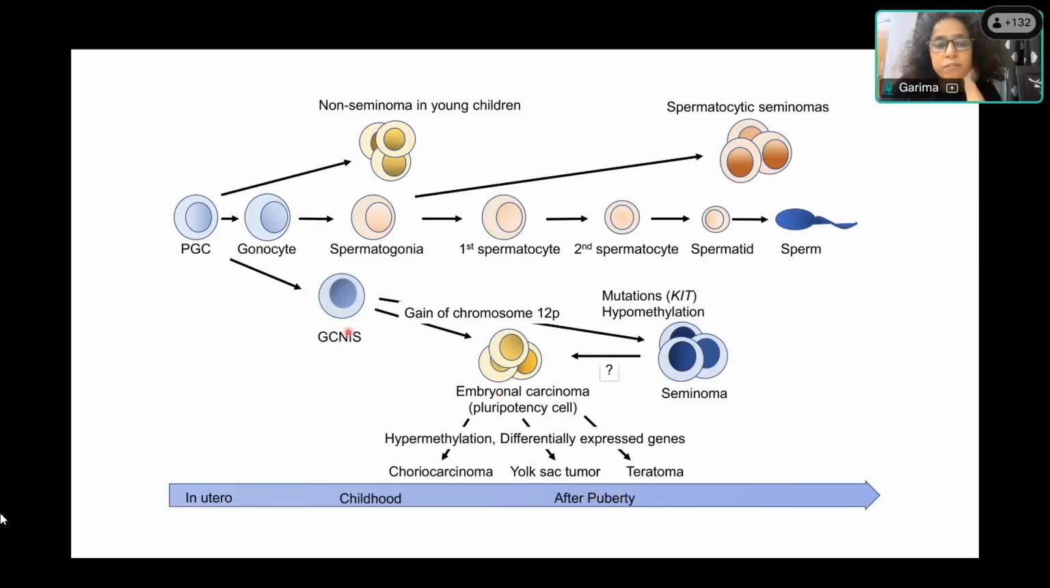So in an adult, where you see a tumor associated with GCNIS, which is not prepubertal, you will usually see a mixed germ cell tumor pattern. Unlike in prepubertal young children, where it is not associated with GCNIS, where it is a pure tumor, pure teratoma or pure yolk sac tumor.